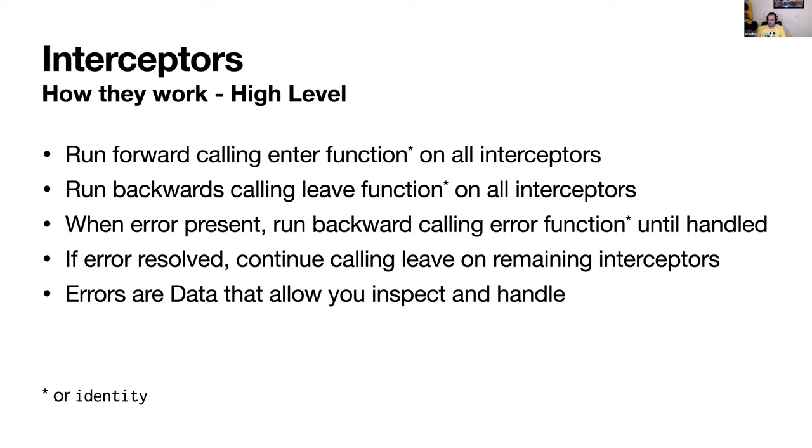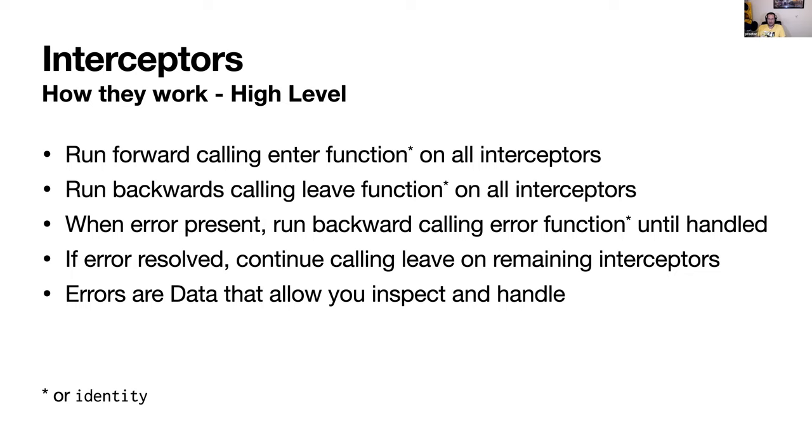And so you call leave on the remaining interceptors. And again, errors are data. You have your error as a data piece as well, so you can inspect that error. You treat that error as data because you have the exception. It gets added to the context and you can inspect it. You can look at that without consuming it, without dirtying it. And you say, do I have this? Is this something I can do?